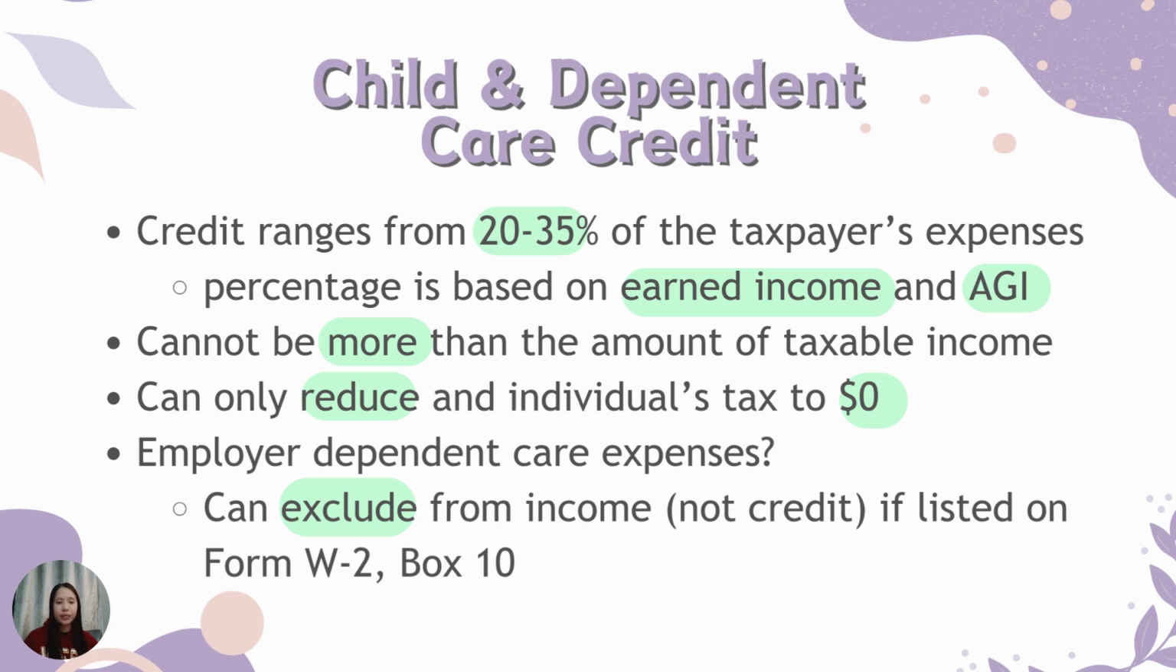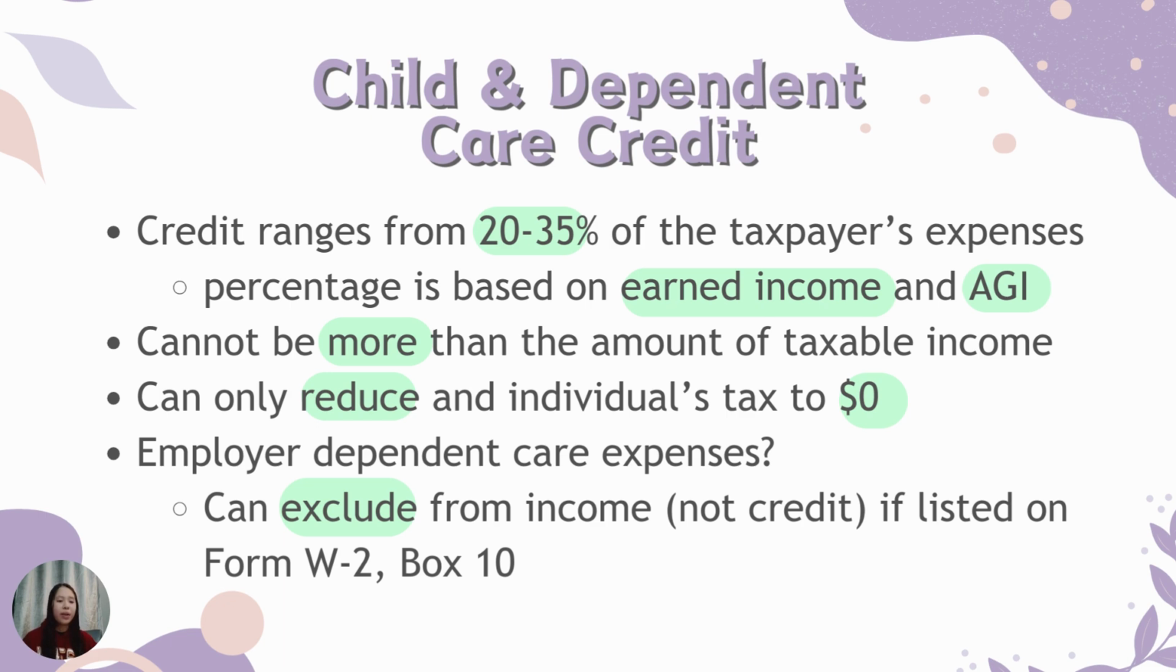So the credit ranges from 20 to 30% of the taxpayer's expenses. And this percentage is based on the earned income and AGI of the taxpayer. The income tax return software that we use is called TaxSlayer, and that software will automatically calculate how much of those expenses can be taken for the credit based on the taxpayer's entered earned income and AGI. The credit cannot be more than the amount of taxable income because it's a non-refundable credit, and thus the credit can only reduce the taxpayer's individual tax to zero.